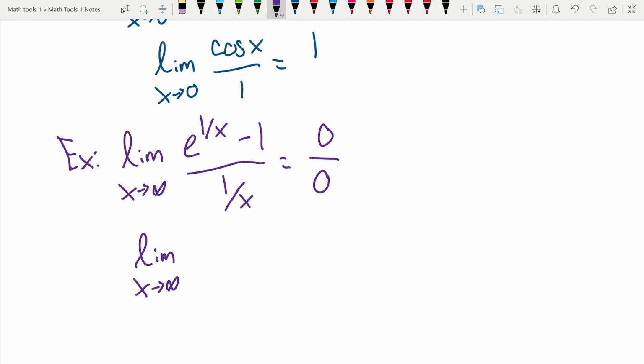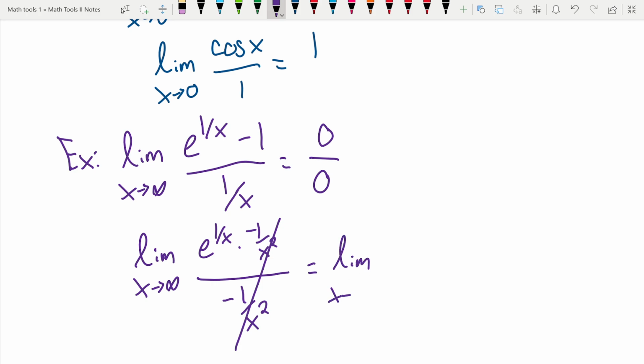So now we can take the derivative of the top and the bottom. We'll need the chain rule here. We'll get e to the 1 over x times negative 1 over x squared minus 0, because the derivative of negative 1 is 0. And this is negative 1 over x squared on the bottom. Note that these cancel out. So this is the limit as x goes to infinity of e to the 1 over x, which is going to be 1.